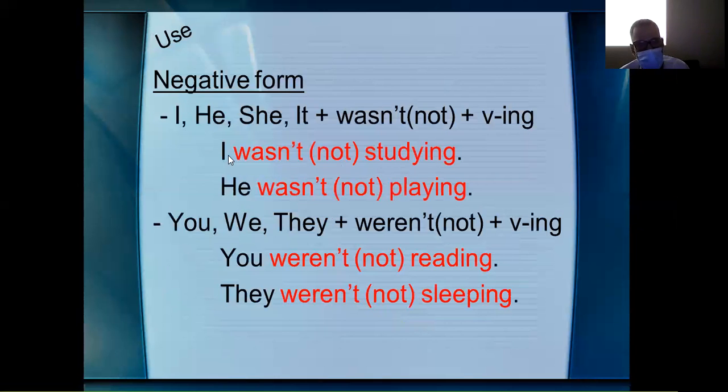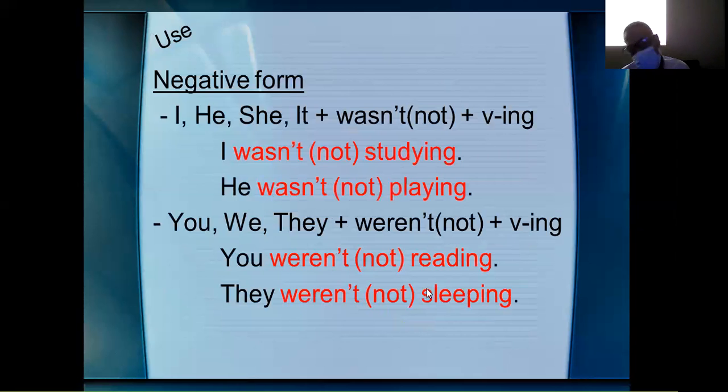In negative, we say the same, was becomes was not. I wasn't or I was not studying. He wasn't or he was not playing. You, we, they weren't or were not plus the verb plus ing. Okay. He wasn't playing. You weren't reading.